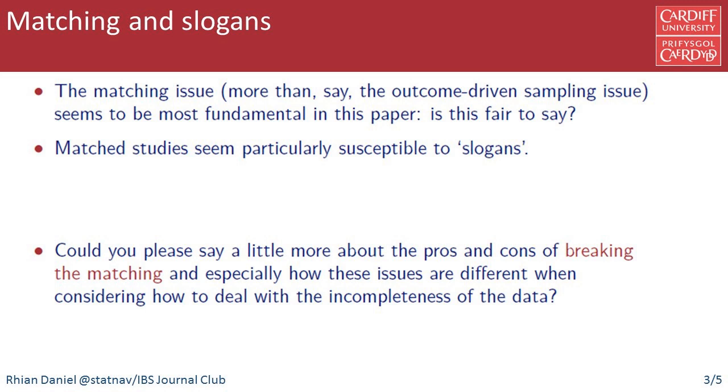Right. Okay, so you asked how the incompleteness of the data affects these arguments. Well, I suppose the MI using matching variables very deliberately breaks the matching in order to impute the missing data, but then restores the matching for the analysis.